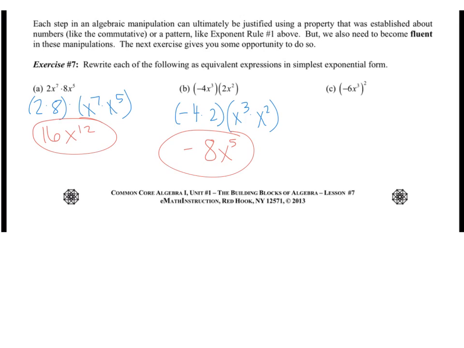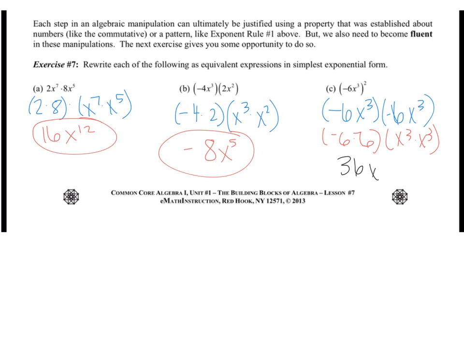Now this last one, you will see that all it's doing is squaring it. So we're going to have -6x to the third times itself twice. So we can take that -6 times -6 in one and x to the third times x to the third in one. So -6 times -6 is positive 36, and x to the third times x to the third is x to the 6th power.